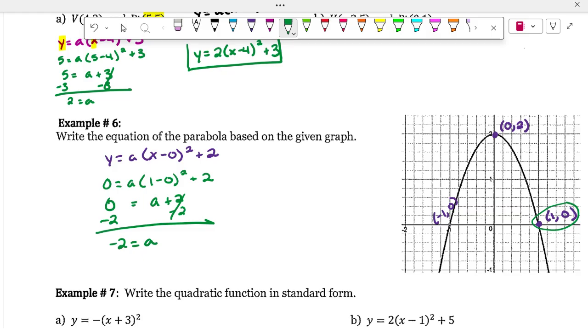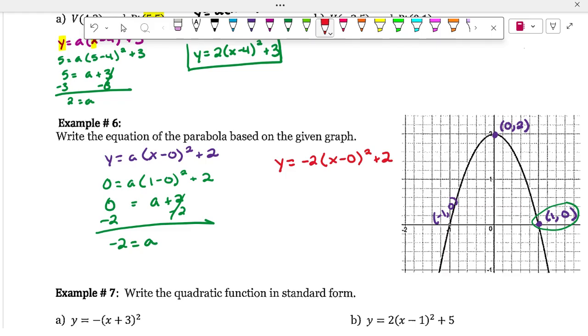Does that make sense for negative 2 to be the a value? Well, think about it. What direction is the graph opening in? Down. So that means the a value has to be what? Negative. So that makes sense for us to get a negative value for that answer. So if I rewrite this, I get y is equal to negative 2 times (x minus 0) squared plus 2.